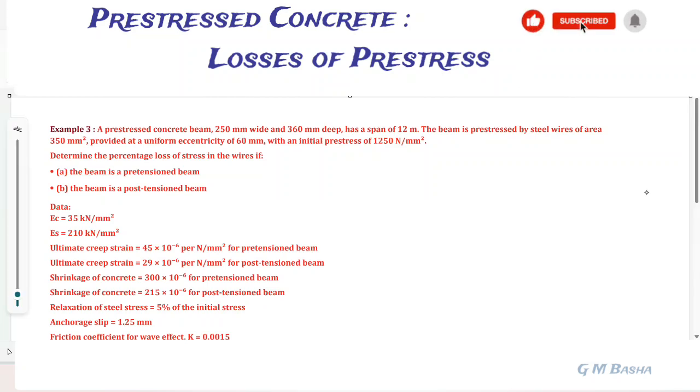In this lecture, I would like to explain another example, that is example 3, based on the losses of prestress. Previously, I solved two examples, example 1 and example 2, from the chapter losses of prestresses. So this is the same model only, but I choose a different example. See here, a prestressed concrete beam. It is better to write down the given data. Then only it will be easy to simplify the problem.